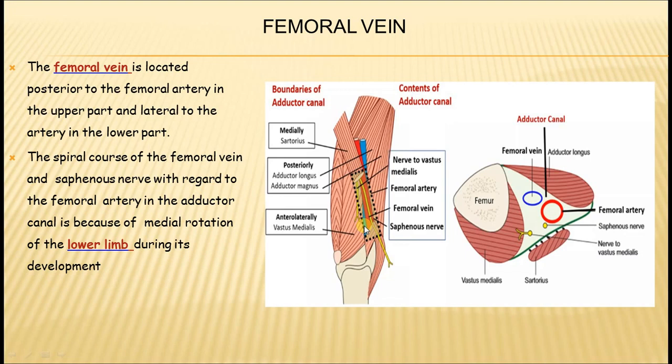So because of it, you are able to see this spiral course of the femoral artery, the femoral vein and the saphenous nerve. So the femoral vein is behind, and then in the lower part of the canal, it is somewhat lateral to the femoral artery, and that is the course of the vein in the adductor canal.